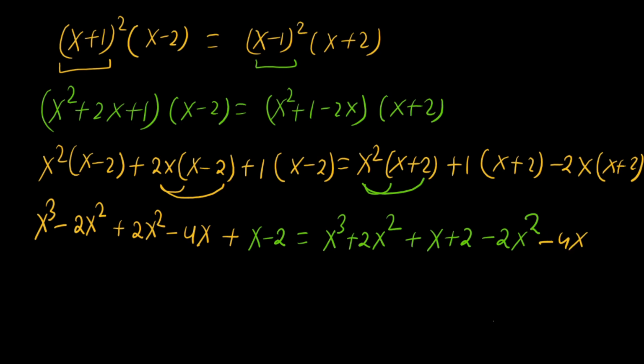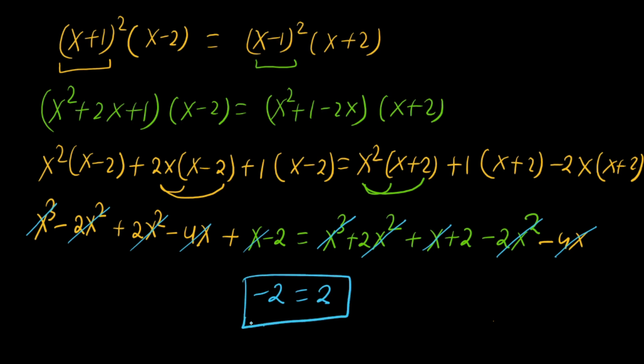Now x cubed and x cubed are cancelled out. Minus 2x squared and plus 2x squared are cancelled out. Here 2x squared and minus 2x squared are cancelled out. Minus 4x and minus 4x are cancelled out, and x is cancelled out. Then on the left hand side we have minus 2 and on the right hand side 2. This is not possible. It means there is no real x. So x equal to 2 is the only solution of this equation.